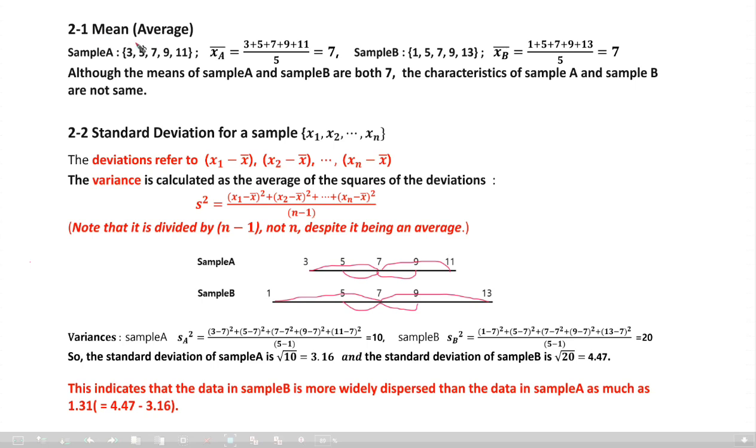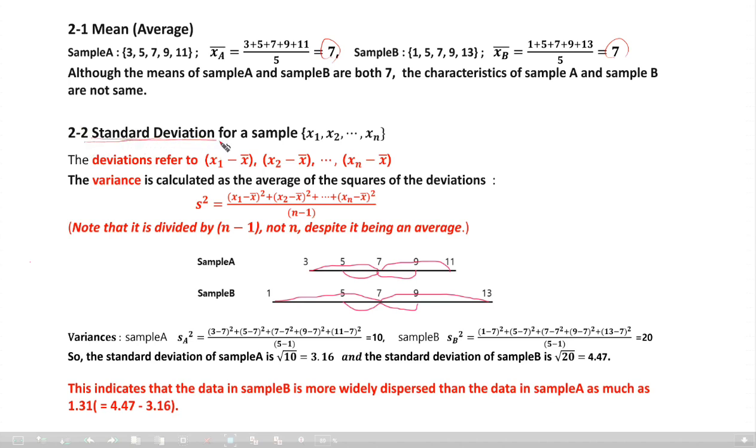First, mean, average. It is simple. Everybody knows how to get mean, right? For sample A, the average is 7. For sample B, the average is 7, the same. But they don't have the same characteristics. Okay, why are the standard deviations different?